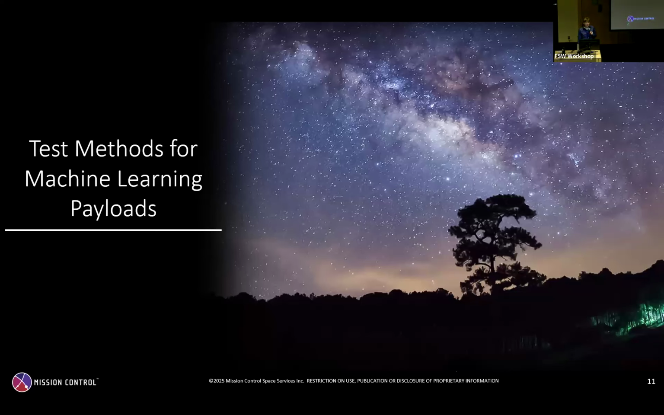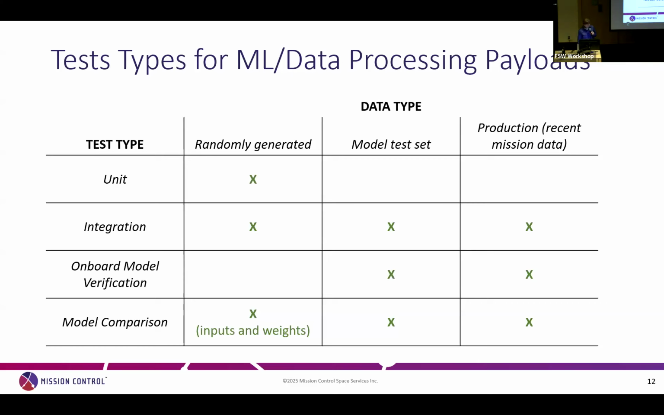So actually getting into some of the test methods, a high-level overview of the test types. We have the vanilla ones you'd expect, so our unit and integration tests. The only thing that's different in our regime is that the data we're using in integration tests is not just randomly generated. We also use some that is sampled from the model test set. This is a set that is held out of the data that was used to train the model. And we also use the most recent mission data that we have, or if it hasn't started operating yet, just the highest fidelity data that we can get.